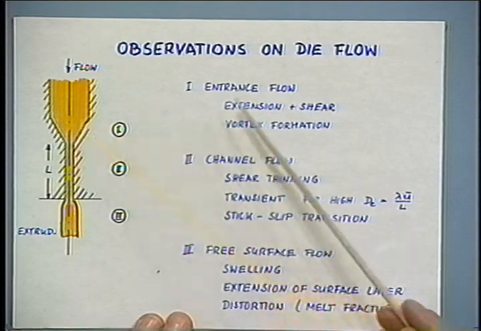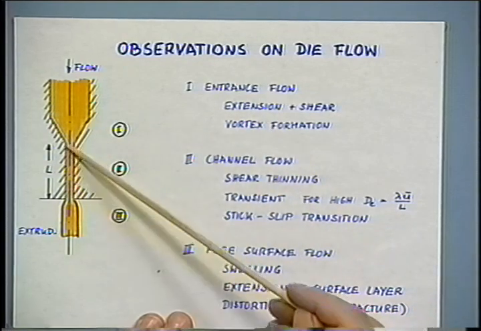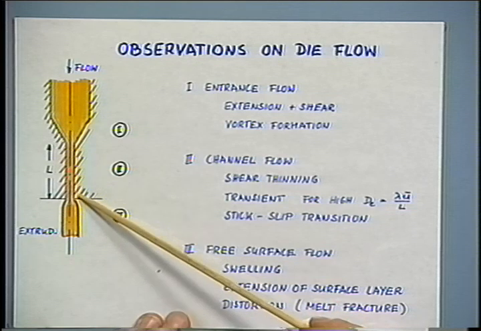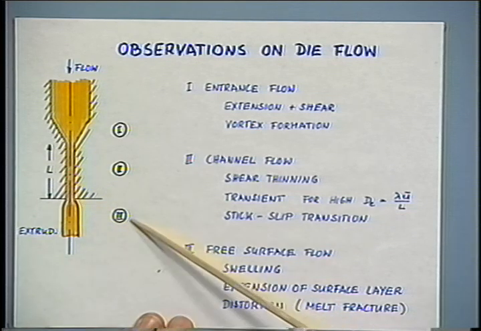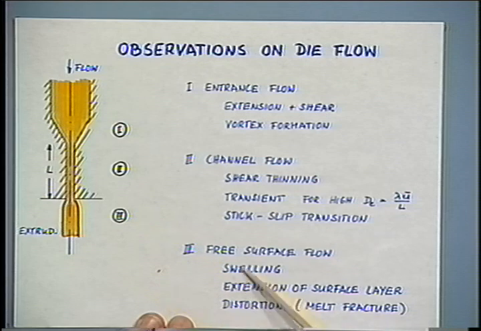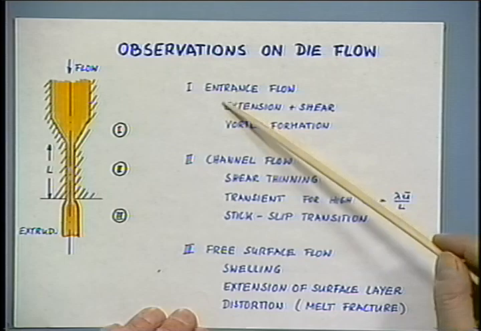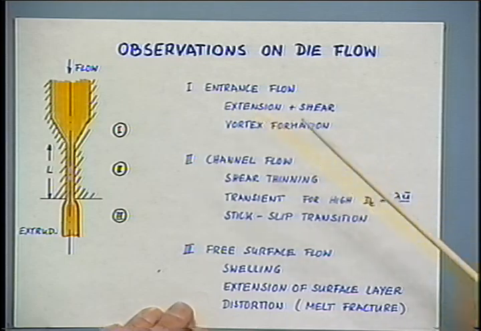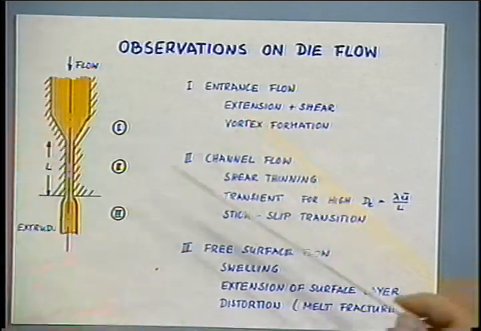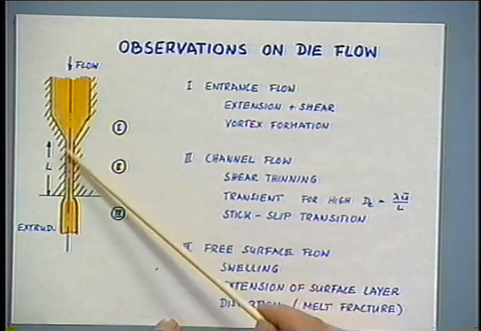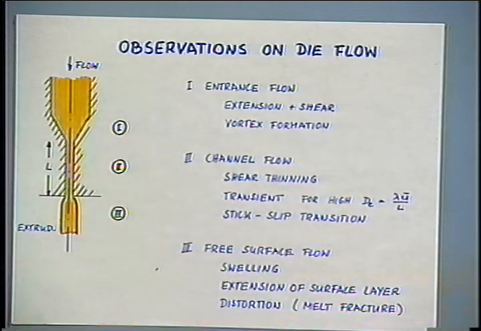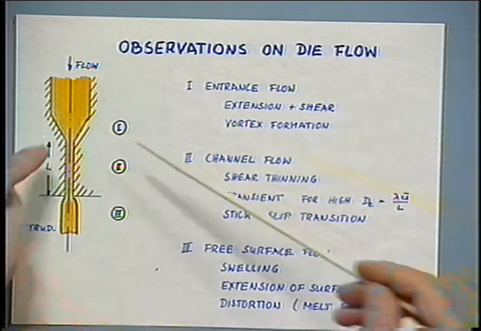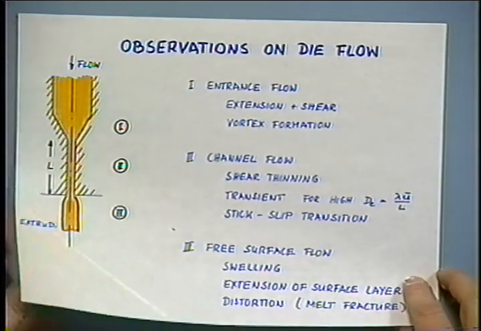And there are three zones we can look at. One is the entrance zone. One is the zone of die flow here, a channel of constant cross-section. And the third zone is the free surface zone. Let's talk about the entrance flow first. There we would look at stretching. The velocity is low here and high there, so it's a stretching out of material elements. And then there's some interesting vortex formation. I will come back to this picture in a moment.